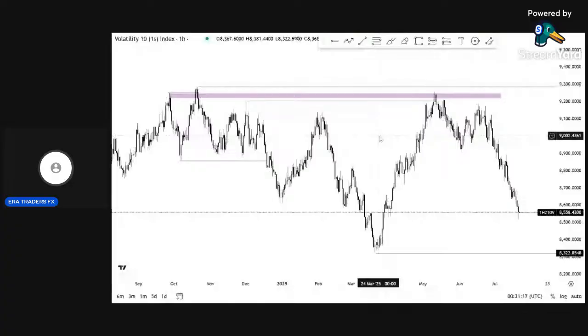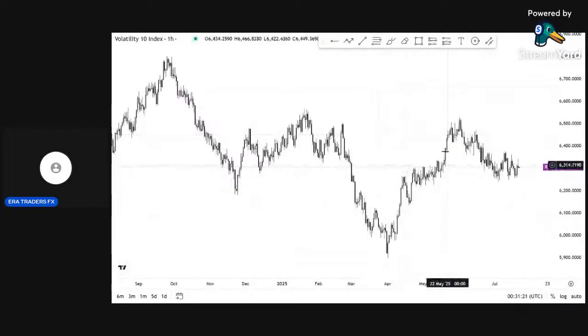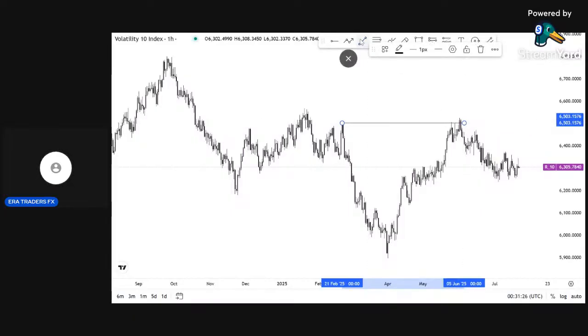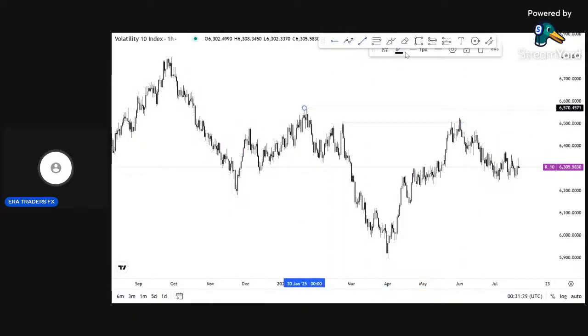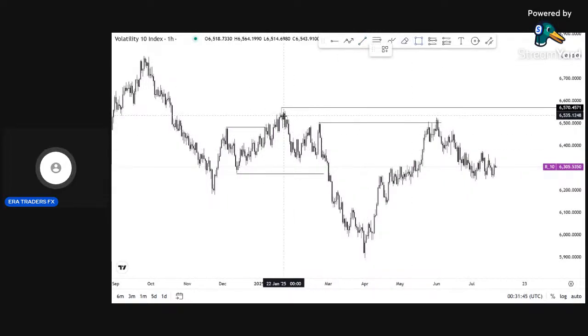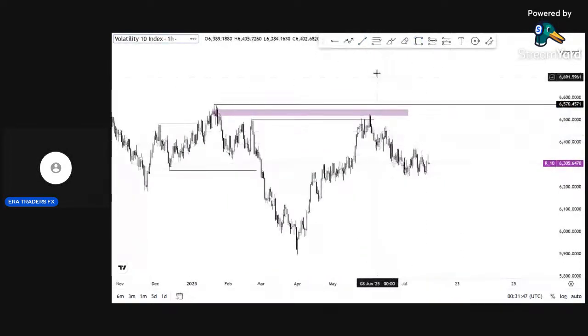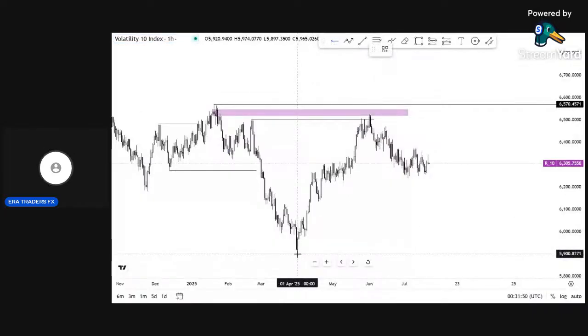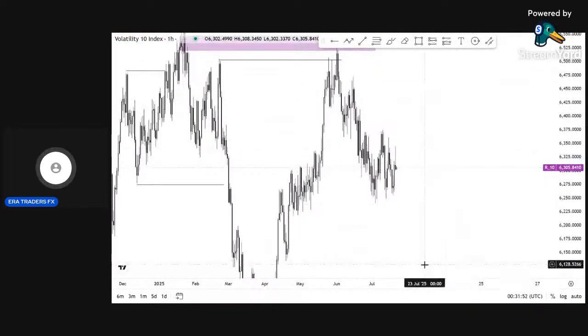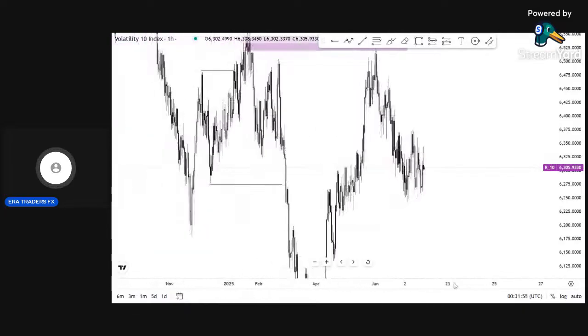So that's that. Then V10, still following the same pattern. We had our structural liquidity. Then we had this protected high because we had this break of structure to the down, and we had this sweep of this high. So this is like our zone of focus, and we are targeting this. So you have a lot of space. In fact, I can see a kind of a setup here.